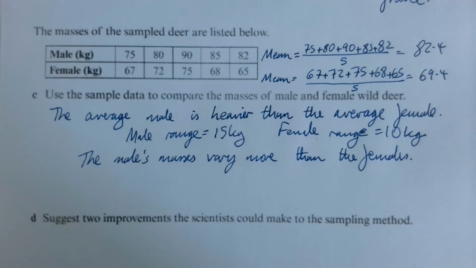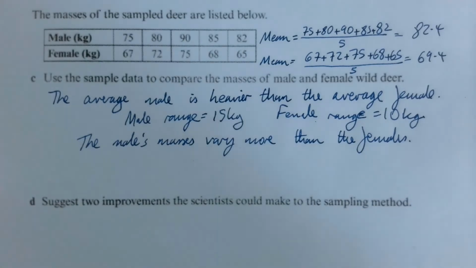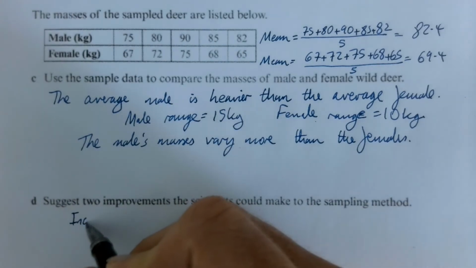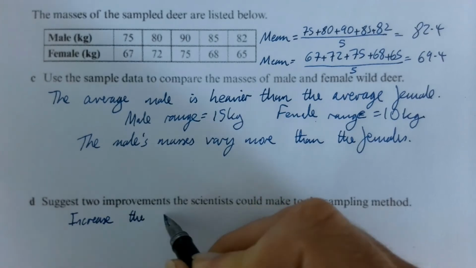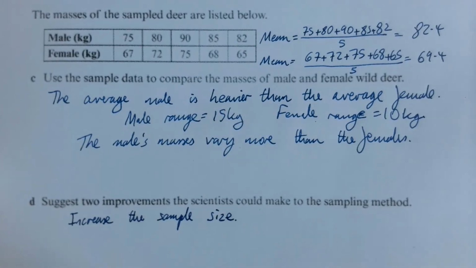Finally, suggest 2 improvements scientists could make to the sampling method. So do that now. And one improvement that always works whenever you're trying to get a better sample is to increase the sample size. And then the other thing we need to think about is what is wrong with quota sampling, which is what's happened here, and that is that it's not random.